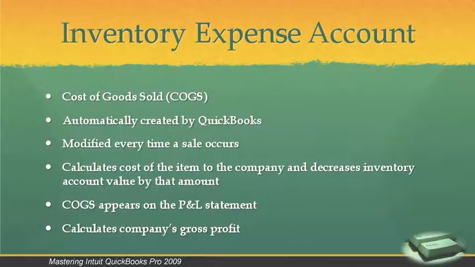COGS appears on the P&L, so it's something that you do, say, quarterly or yearly, but it's also something that's closed out. It's not a balance that's carried forward year after year. COGS is used to calculate the company's gross profit. Remember my example: if you buy something for $50 and you sell it for $100, you take the sales price, $100, minus the cost of goods sold, $50, and that gets you your gross profit, which would also be $50.